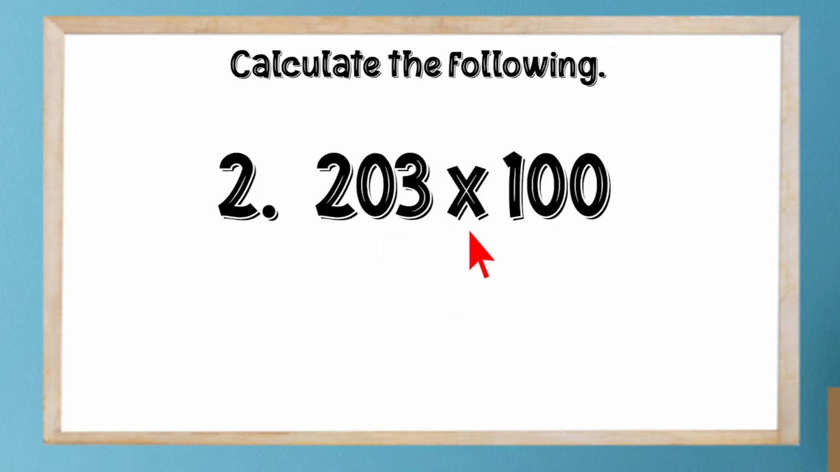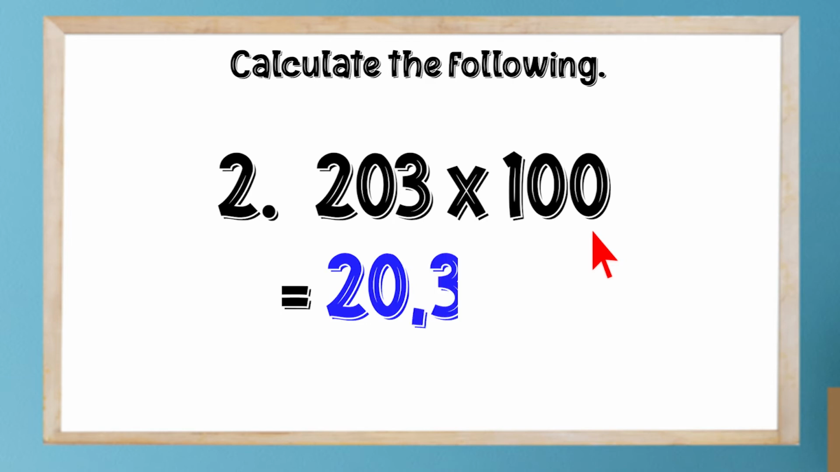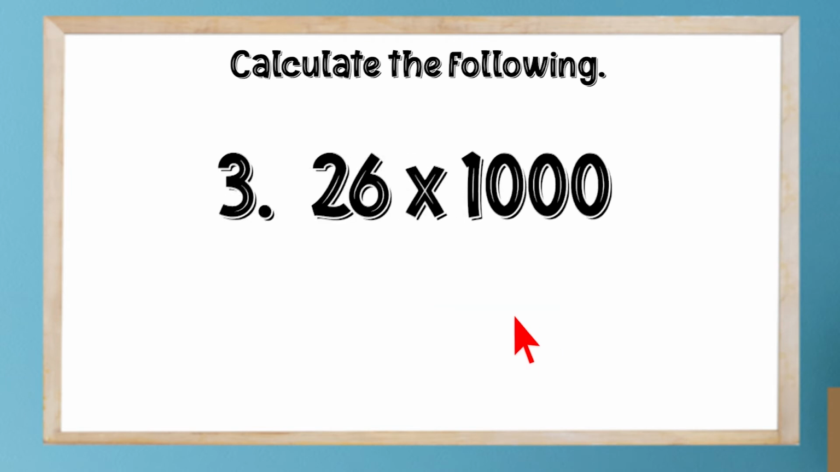203 multiplied by 100. Do you have 20,300? If you do, that is correct, boys and girls. Remember, when multiplying whole numbers by 100, we rewrite the multiplicand and we add 2 zeros to the end of the number. Let's quickly go to number 3.